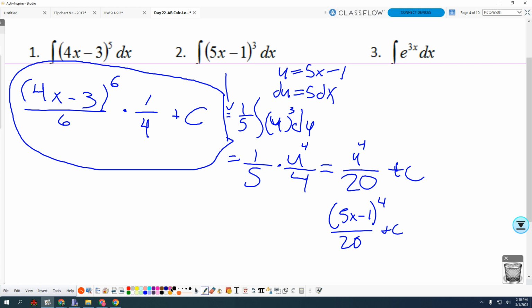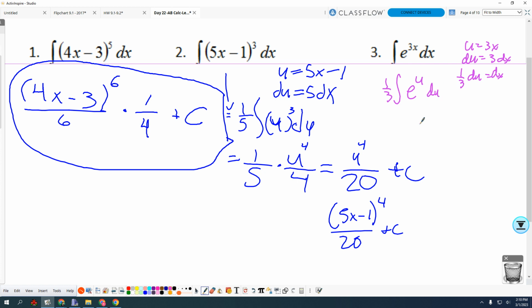You find u. What's u? 3x. What's du? 3 dx. So translate this to me. This is e to the u, and instead of dx, I need to replace the dx with du over 3.